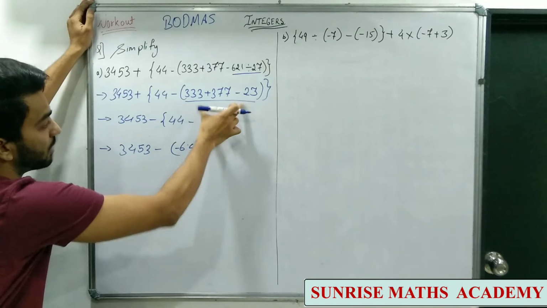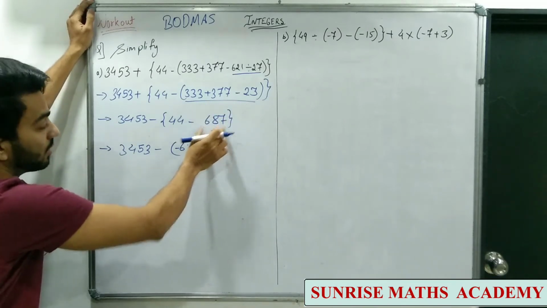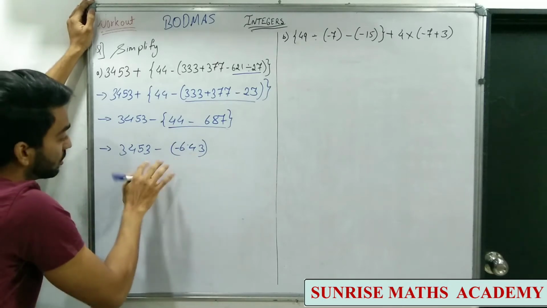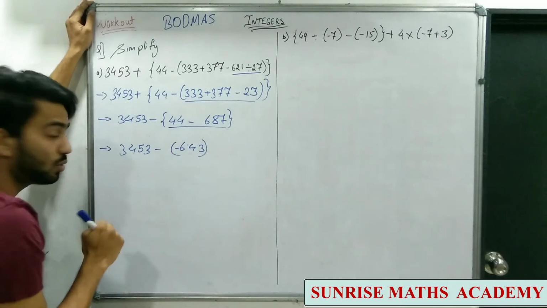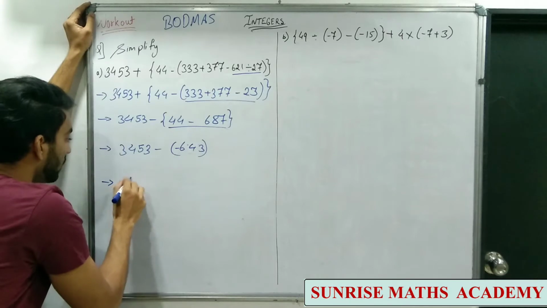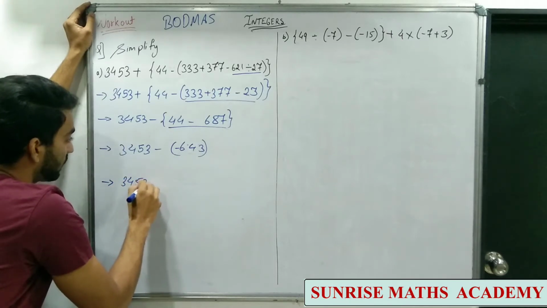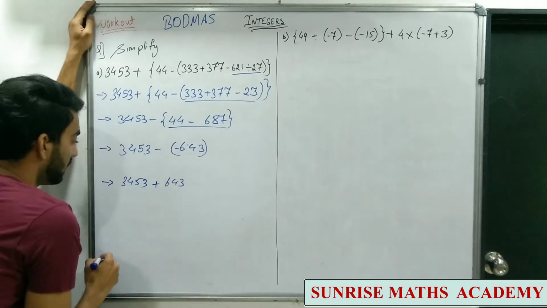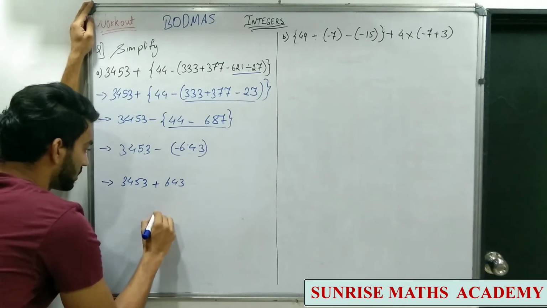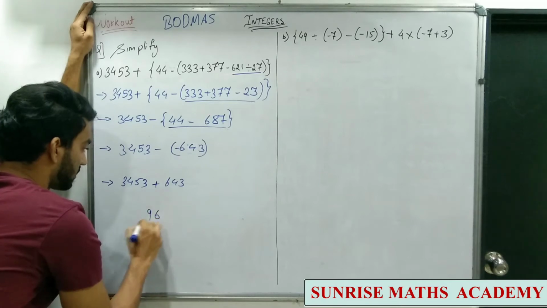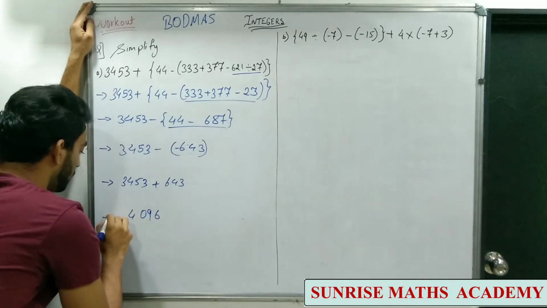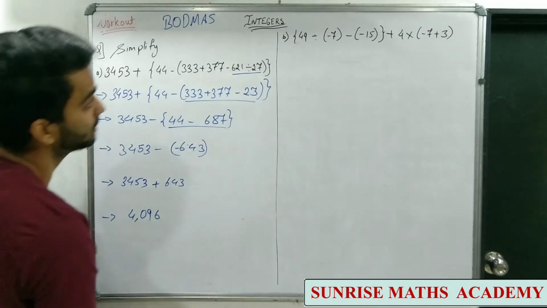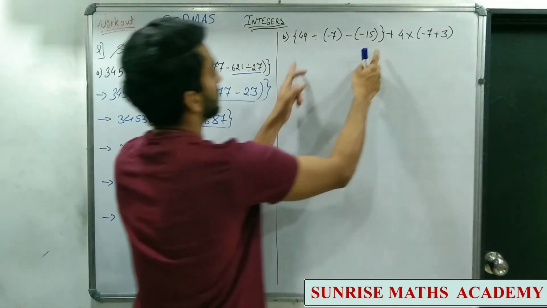Here the value of this bracket is positive, no need to give the bracket here, but this bracket's value is negative, so we have to give this bracket because these two signs are going to change. So 3453 minus minus will become plus, so plus 643. So it is 4096.